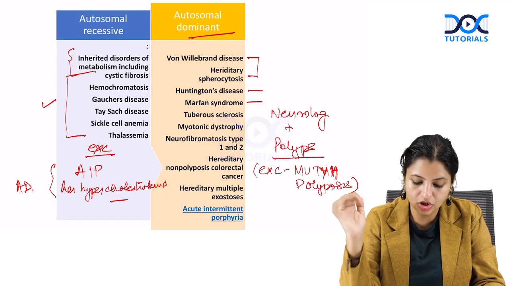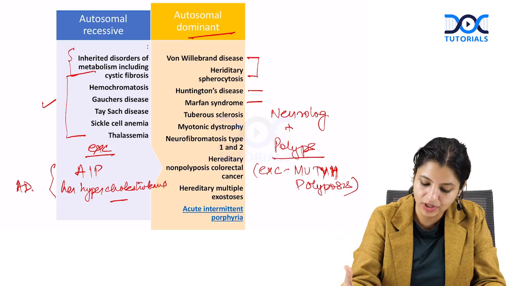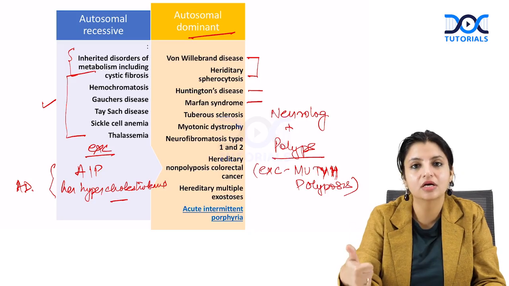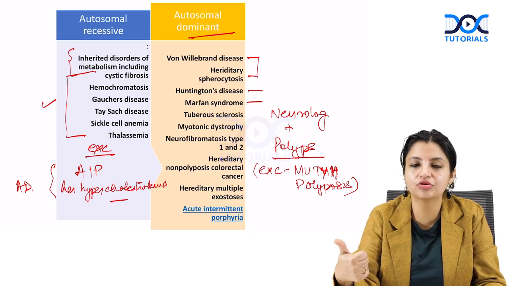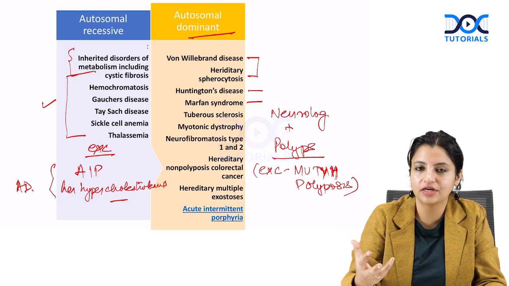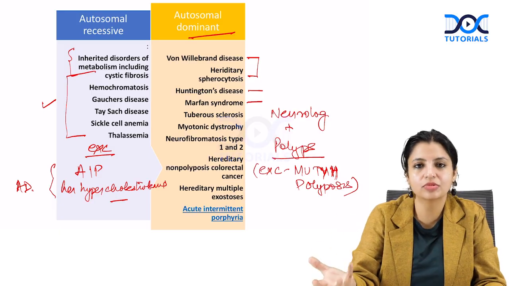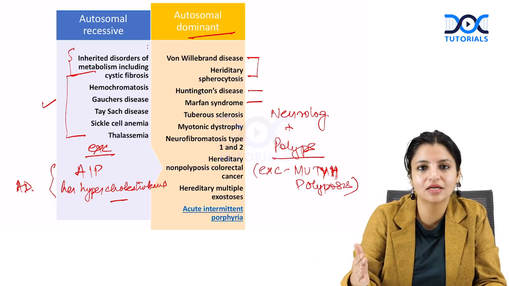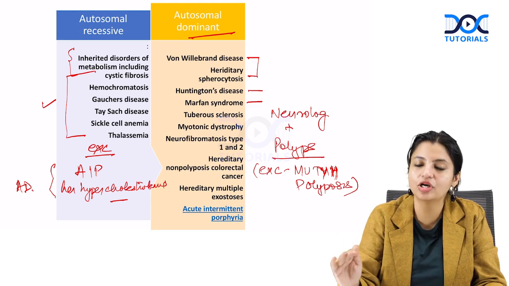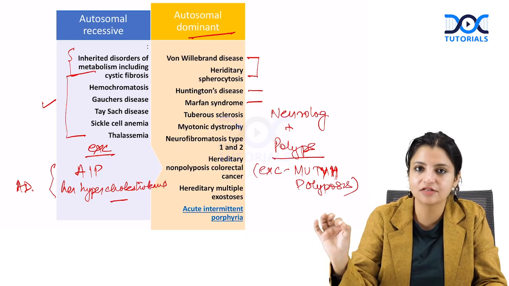So all the neurological disorders, that might be Huntington's, Marfan, tuberous sclerosis, myotonic dystrophy, neurofibromatosis, are all autosomal dominant. Exceptions to the rule are Friedreich ataxia, which is an autosomal recessive inherited disorder, and ataxia telangiectasia, which is also autosomal recessive. Rest all are autosomal dominant. And in polyps, all are autosomal dominant except MUTYH polyposis, which is an autosomal recessive polyp syndrome.